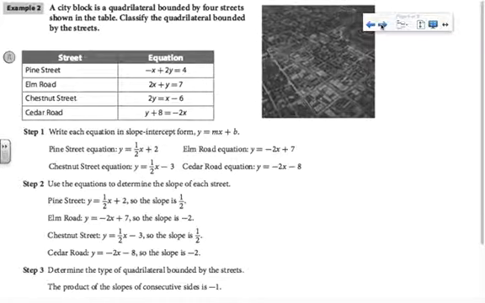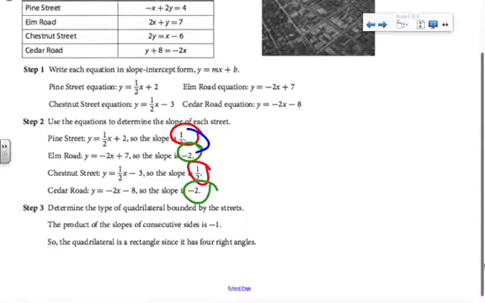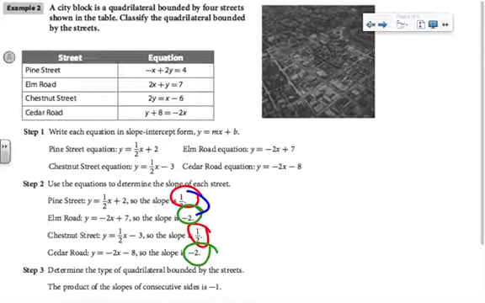So when they did that, they saw that these were equal, so were these, and that we have a pair of opposite reciprocals, and therefore the quadrilateral is a rectangle since it has 4 right angles. Step 4, they have you graphing the equations and showing that the figure is indeed a rectangle.